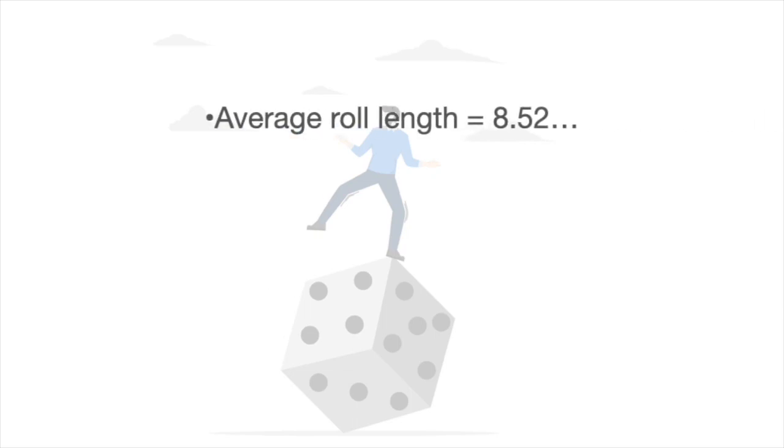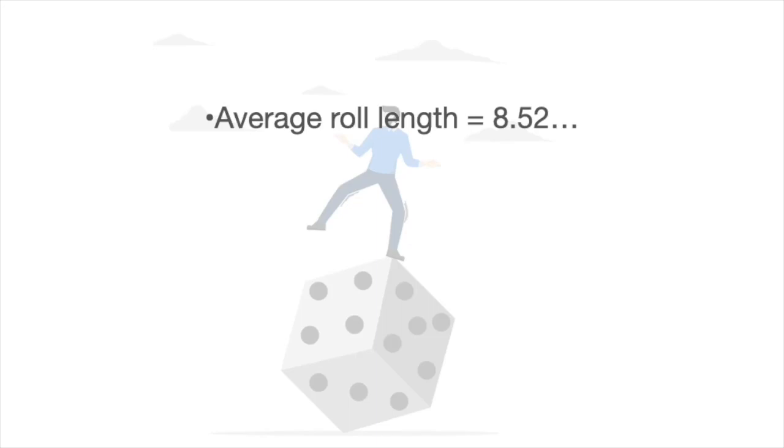But what does that tell you, and how useful is that number? Does it mean, for instance, that half your rolls will be that long? Or that you have on average 8.5 rolls to make your money back? The short answer is no, and we're going to look at why that is.